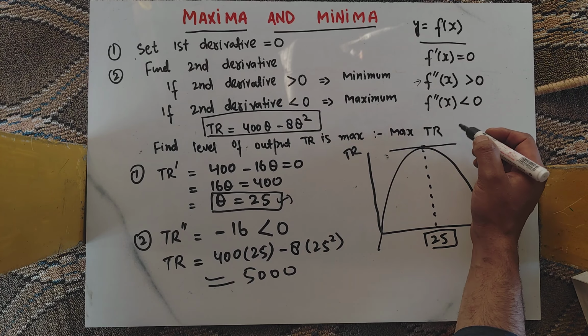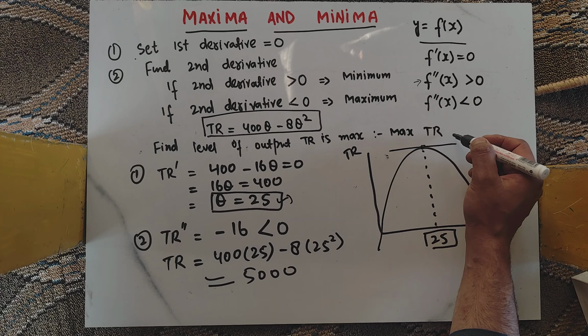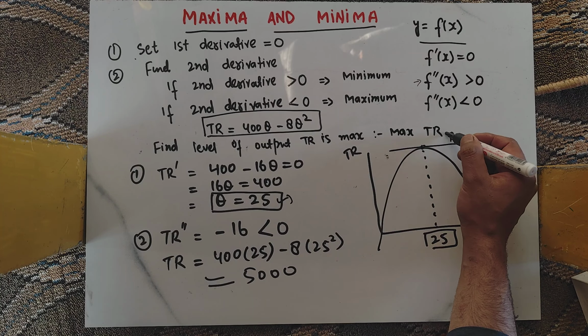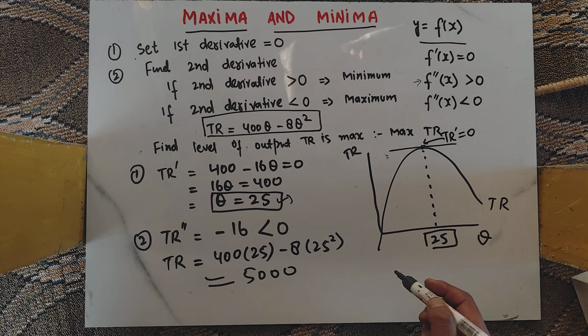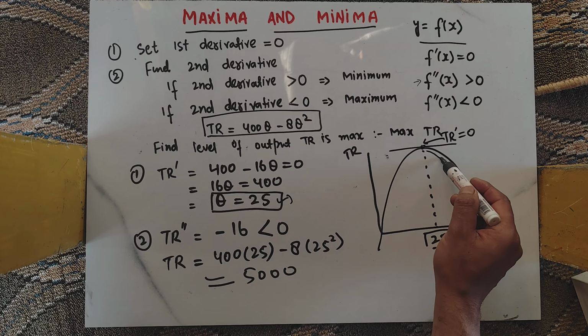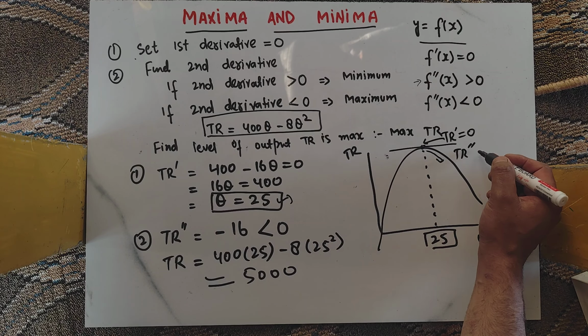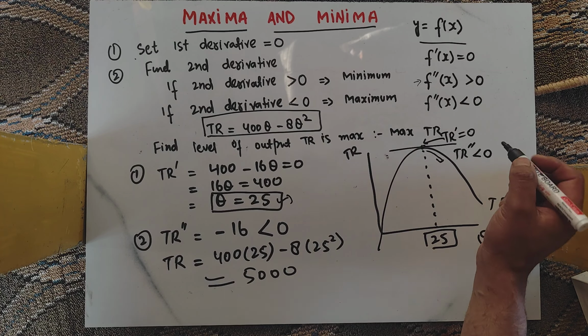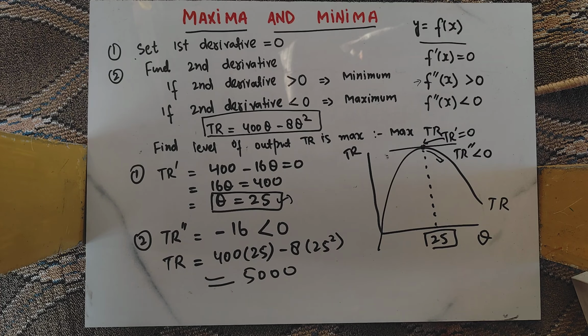So the first derivative shows us the point where the slope is equal to 0, that is TR prime is equal to 0 at this point. The second derivative shows us that the slope is decreasing, that is TR double prime is less than 0, when we evaluate it at the critical point of 25. So this is how we find the maximum.